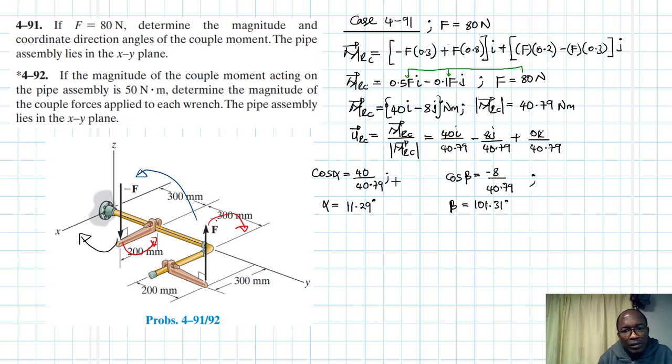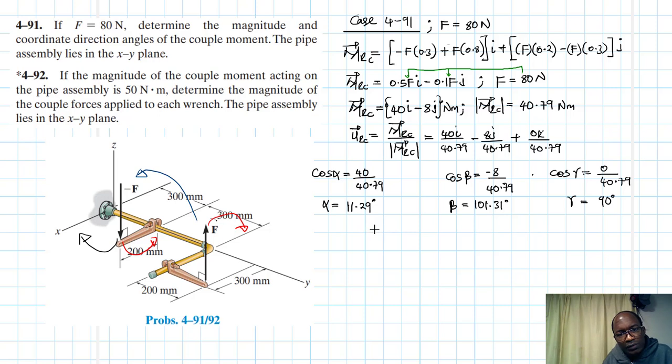And then later on, let me just rub this. Then we have another one, which is cos gamma equal to 0 divided by 40.79. Gamma therefore is just going to be equal to 90 degrees. So we are done with the first case. Let's go to the second case.